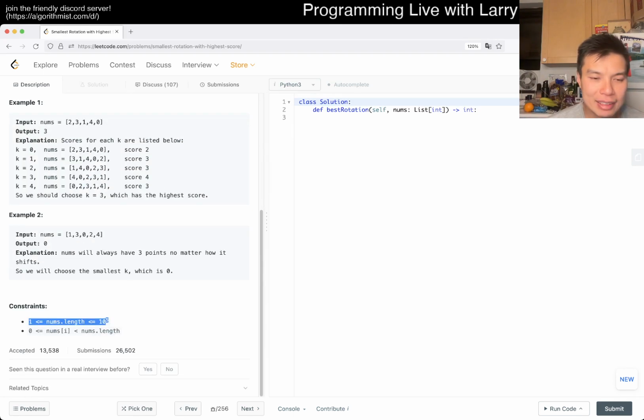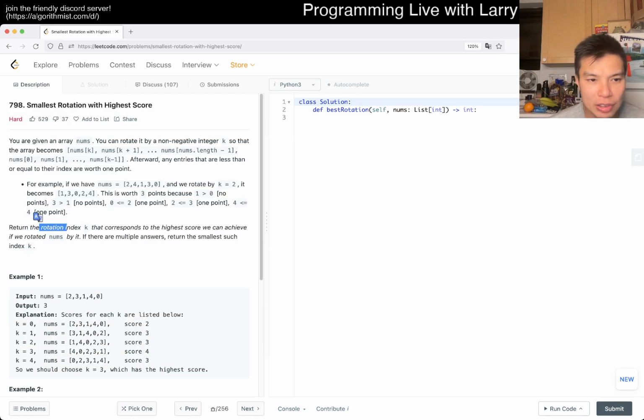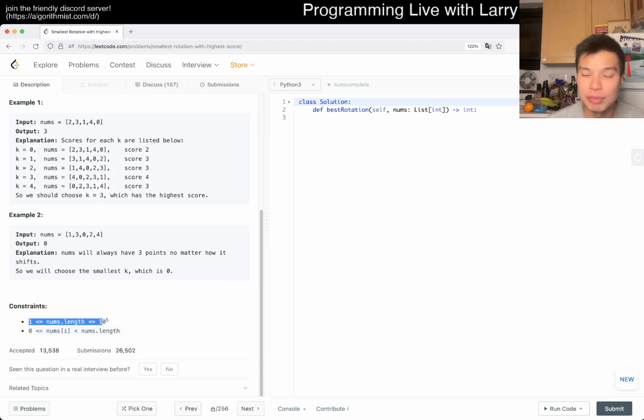Okay, so n is 10 to the 5th. Return the rotational index k that gives us the highest score. So n is 10 to the 5th, so if we try every k naively, it is going to be too slow, right? The question is, how can we do it a little bit smarter?